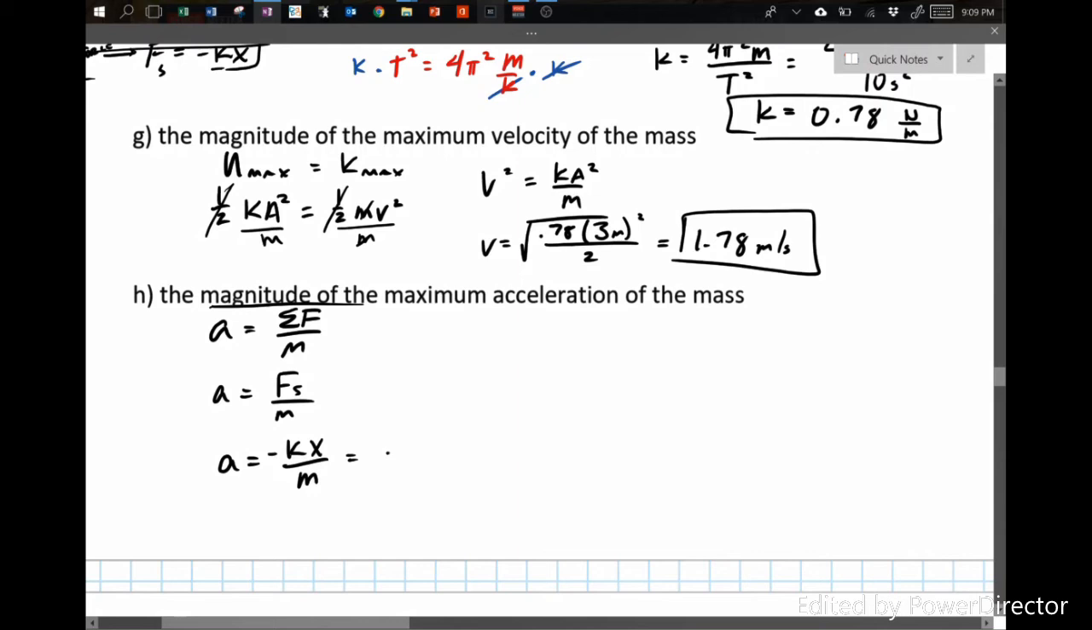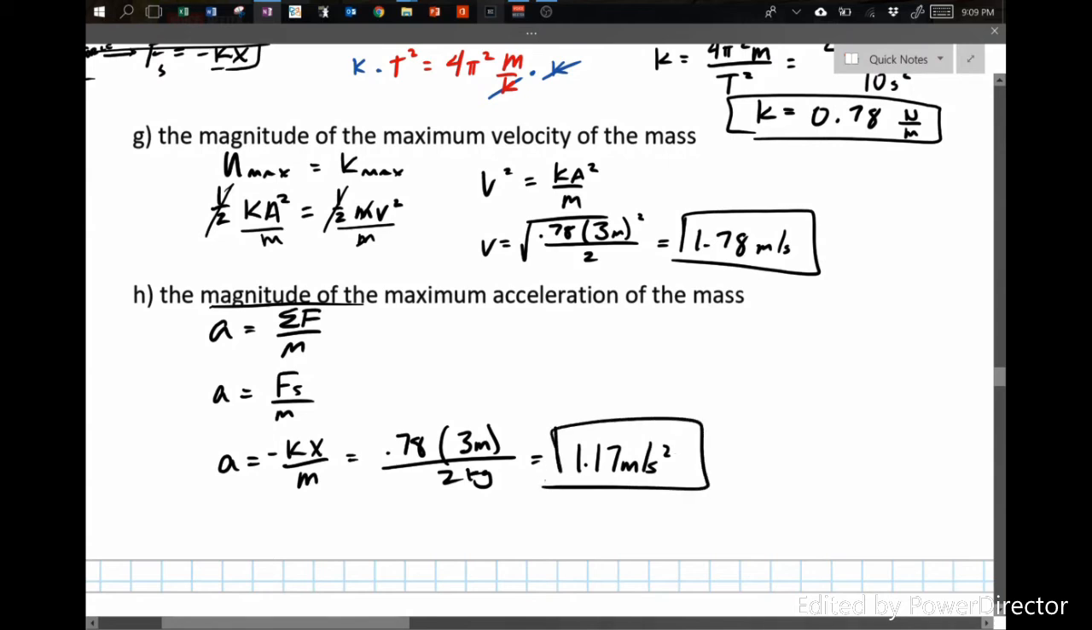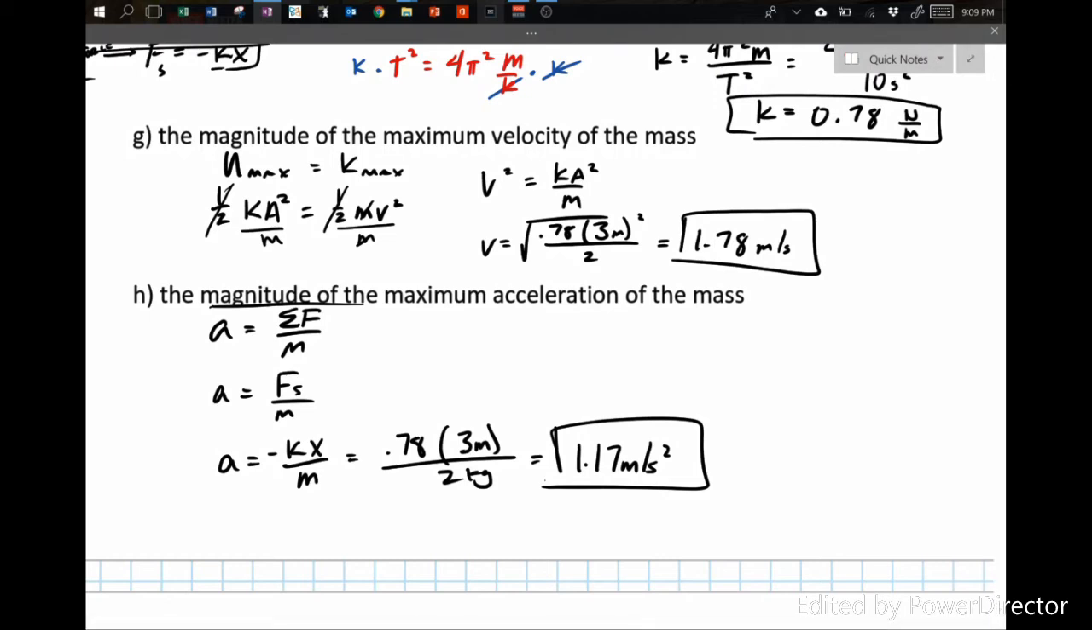So, 0.78. Now, if we want a maximum, that means we have to be at an amplitude, which is times 3 meters, divided by the mass, 2. So, when we calculate our maximum acceleration, it comes out to be 1.17 meters per second squared. All of this from the basic things that we know.